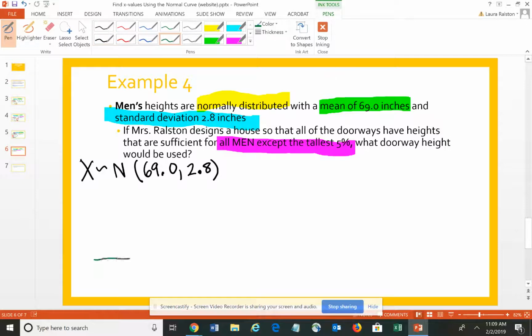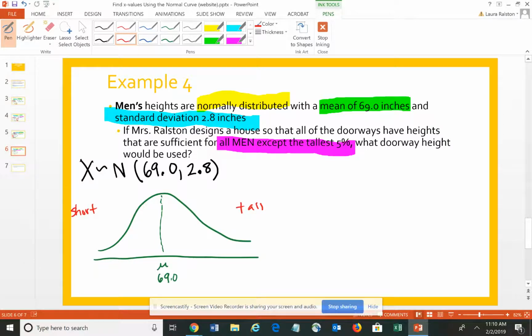So I'm going to draw my curve, horizontal axis, bell-shaped distribution, mean in the middle, which is 69. Again, if you think about what we're doing here, in terms of the curve, we work from short to tall, and I want to exclude the tallest 5%. So tallest is going to be up here at the top, and we're going to exclude 5%. So I'm trying to find this cutoff value. As a decimal, that's going to be 0.05.